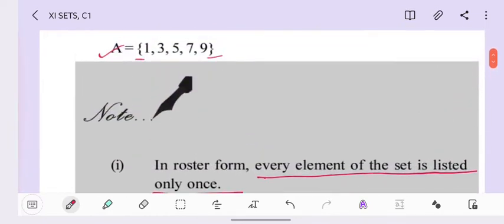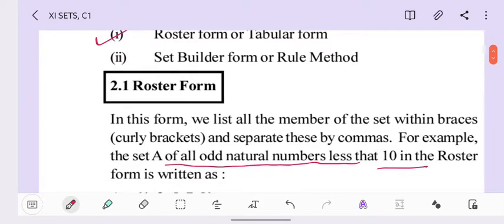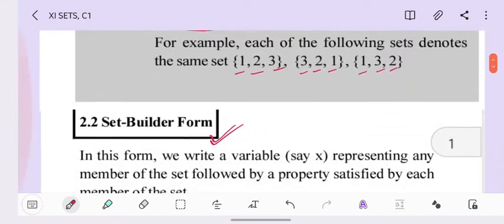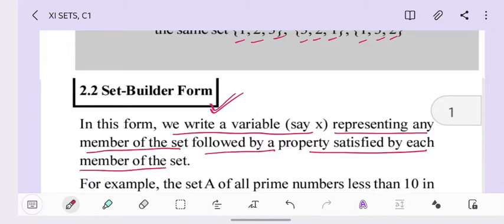Why did the purpose of getting two methods come into the picture? For example, if I have to write the set of all natural numbers in the roster form, it is a very tedious job. So for that, the second method, that is set builder form or the rule method, came. In this method, we write the characteristic property of the given set in the form of sentences. So in this form, we write a variable x representing any member of the set followed by the property satisfied by each member of the set.